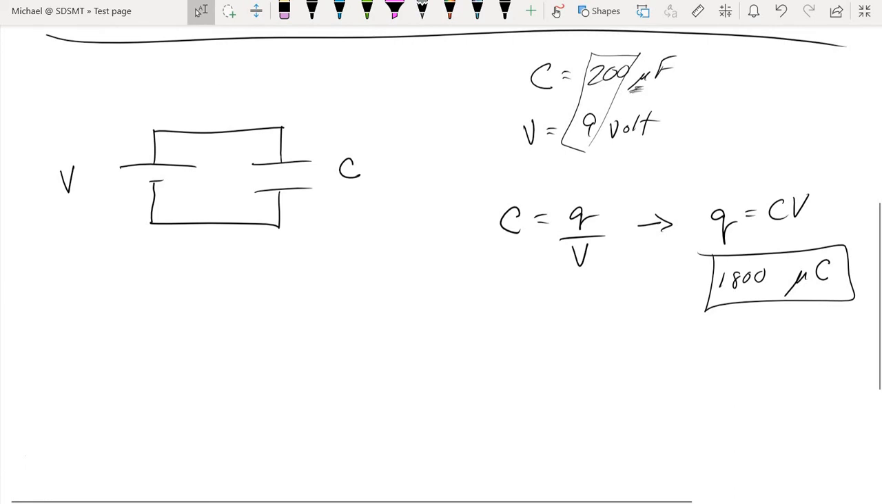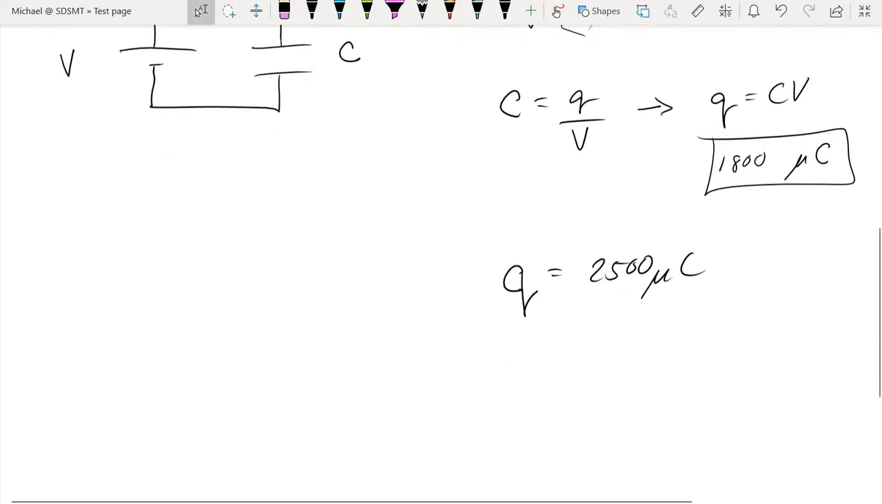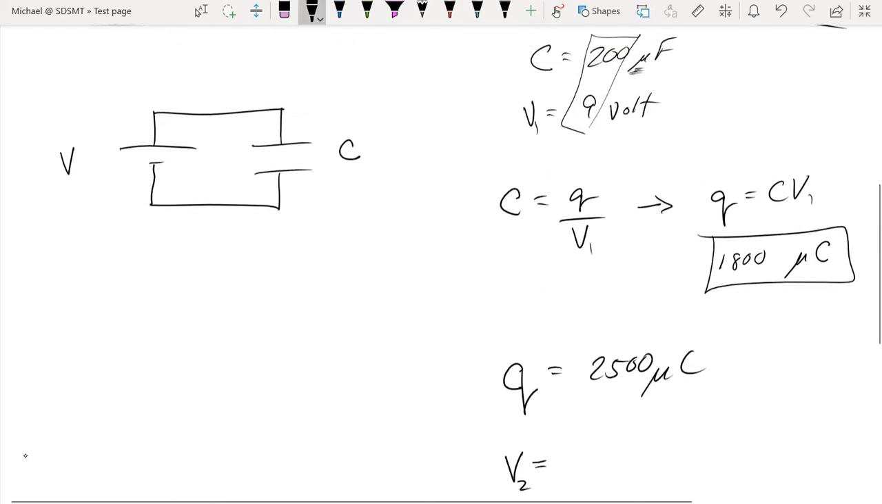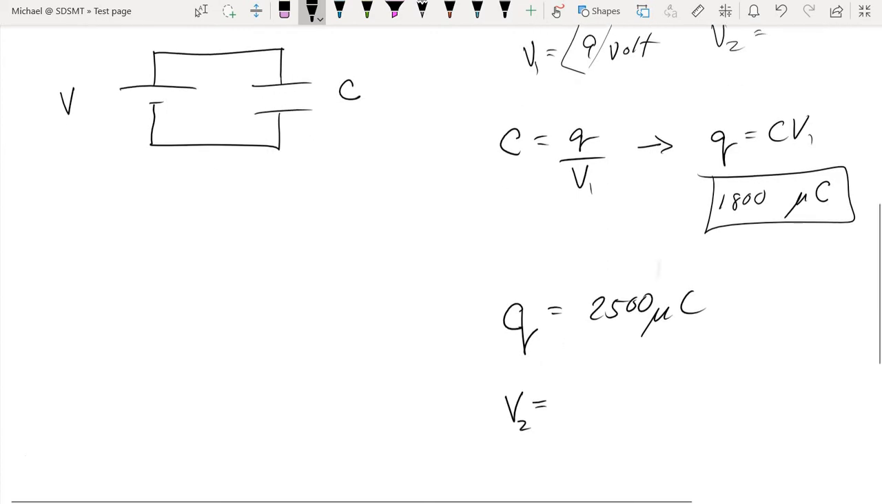But this is just far easier to work with in terms of the math. Okay, so what if we have the same capacitor, but we hook it up to a different battery, and the charge that we see deposited onto that capacitor is 2500 microcoulombs? What was the voltage of this second battery? We'll call it V2. So up here we've got V1. We want to know what V2 is.